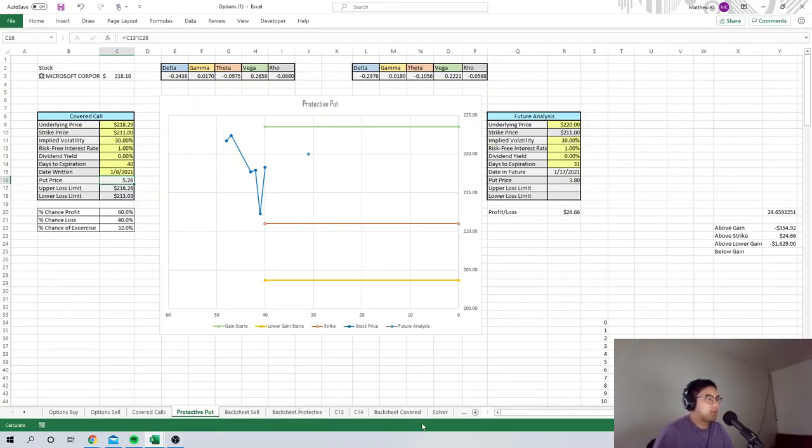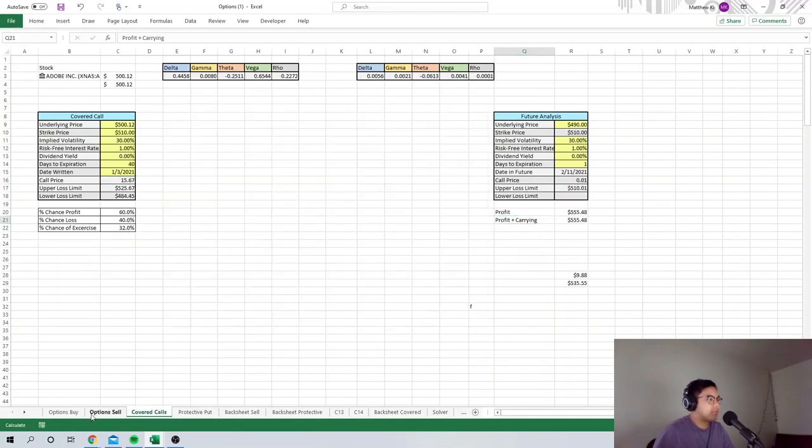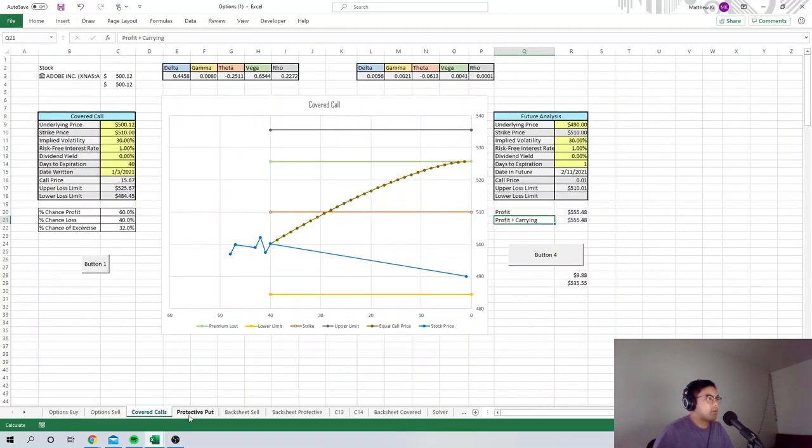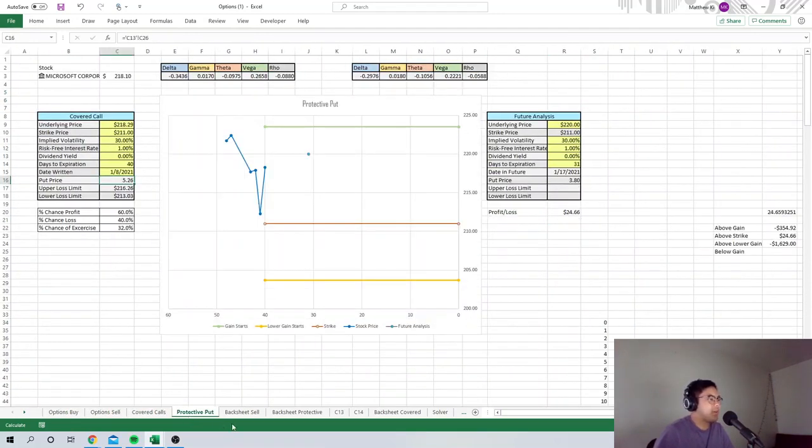So that's basically it. That is my options worksheet for buying, selling, covering your call, and protecting your put.